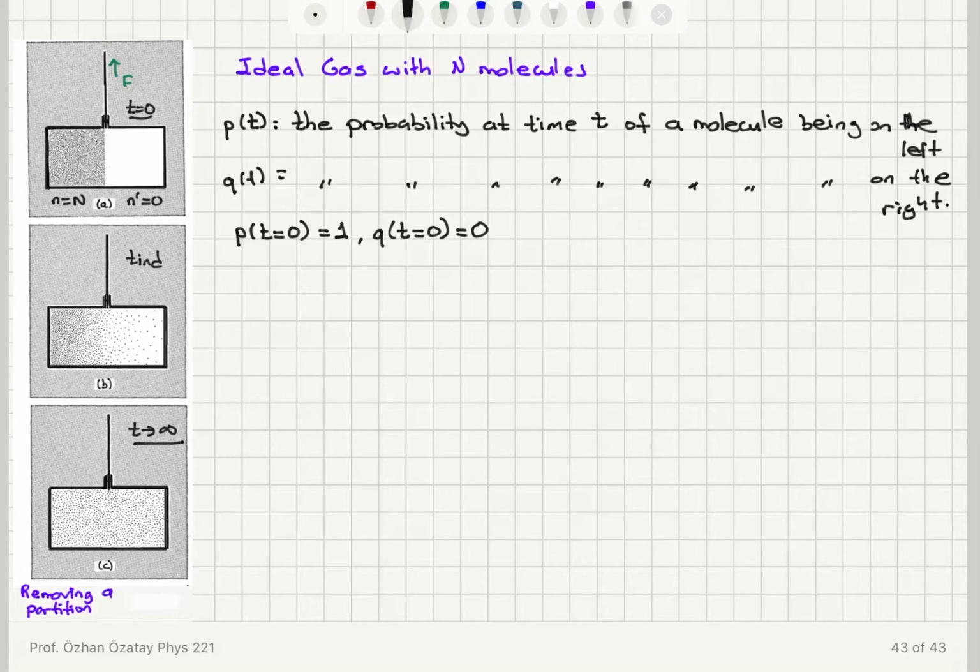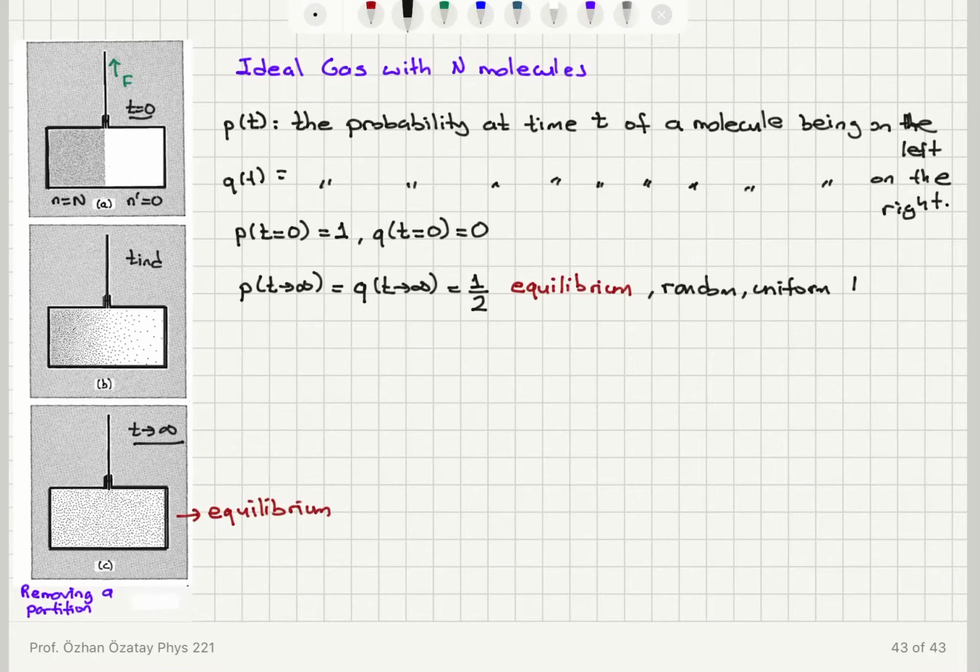Now, what will be the probability of finding the molecule on the left side as t goes to infinity? Well, since the molecules will be evenly distributed, this is the equilibrium situation, there is no preference for the left side or right side, so as t goes to infinity, p and q will be equal. They will be equal to 1/2. That is equilibrium. And why does this happen? We have a random uniform distribution. There is no preference of side, right hand side or left hand side. They are equally probable.